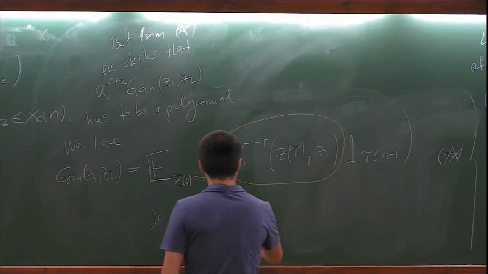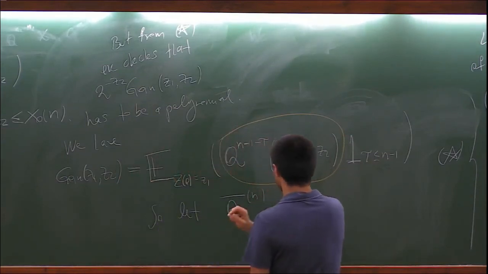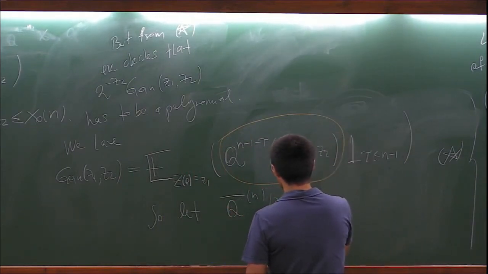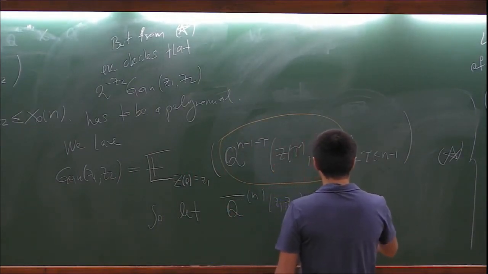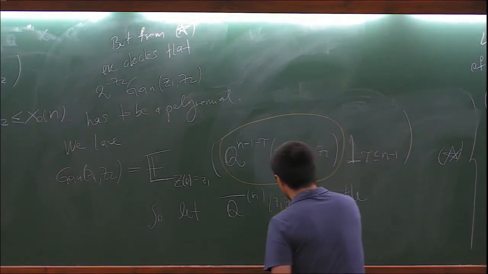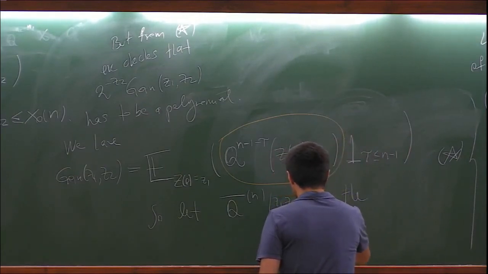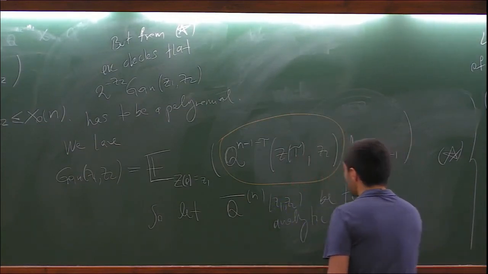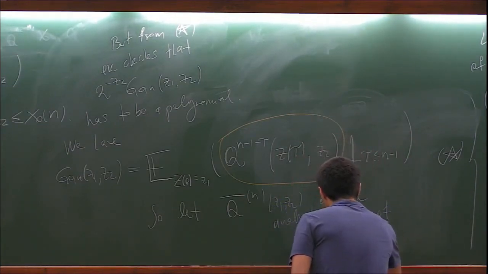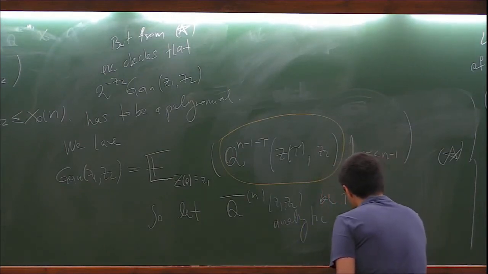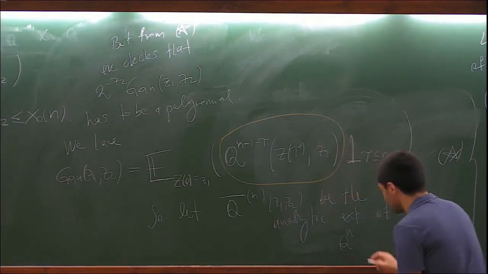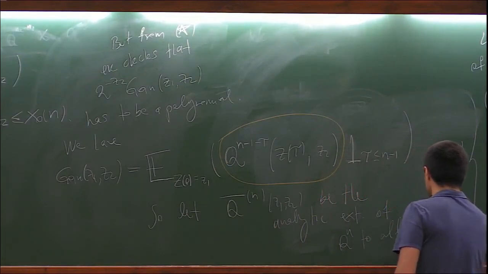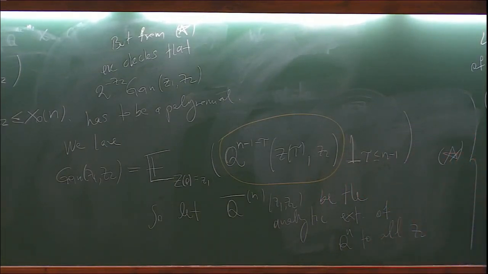Let Q bar n Z1, Z2, this is the notation in the notes, be the, let's say, analytic extension of Q to the n to Z2. Okay, so Q to the n is the transition probability of this random walk.